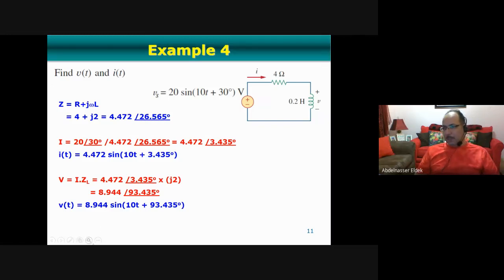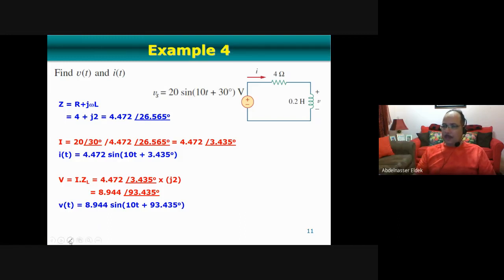Okay, here is another example. Here, Vs(t) is in sine. So you can keep it sine. You don't have to change it to cosine if you don't want to, that's fine. We can keep it sine because you have only one source.